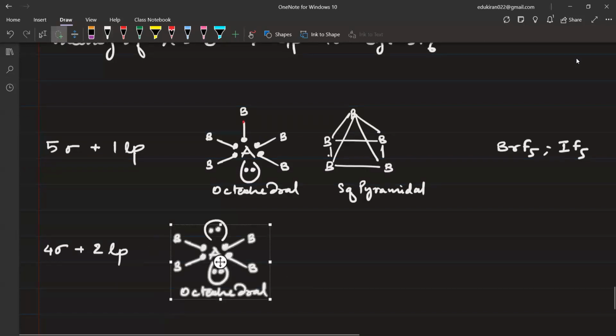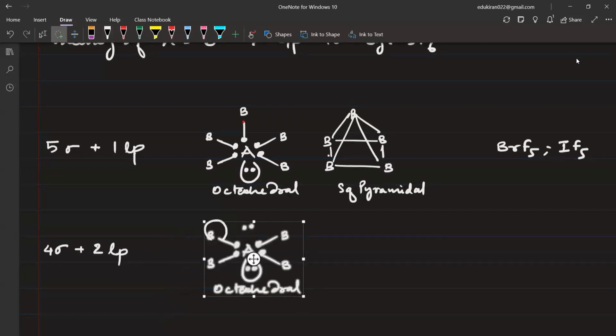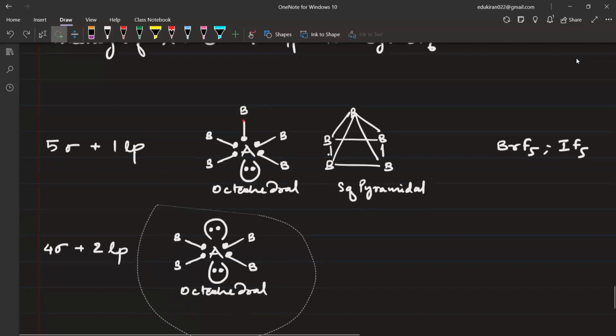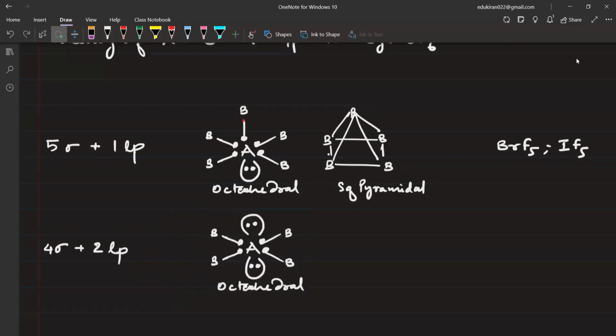Please understand that. We have the electrons in octahedral geometry. But the shape is going to be B atom, B atom, B atom, and B atom here. So it is almost going to make a square, and it is in one plane. So we write it as square planar. Understood this? Yes or no? Please tell me.